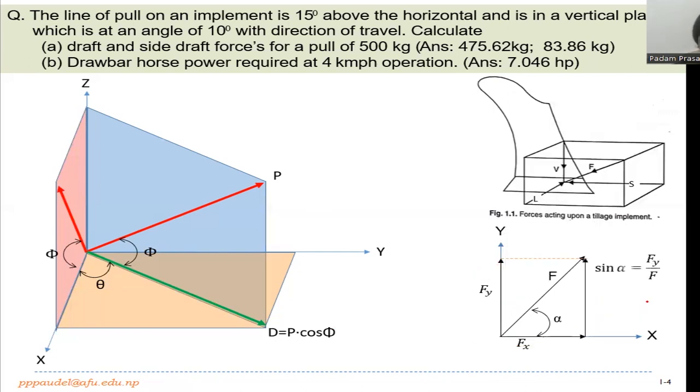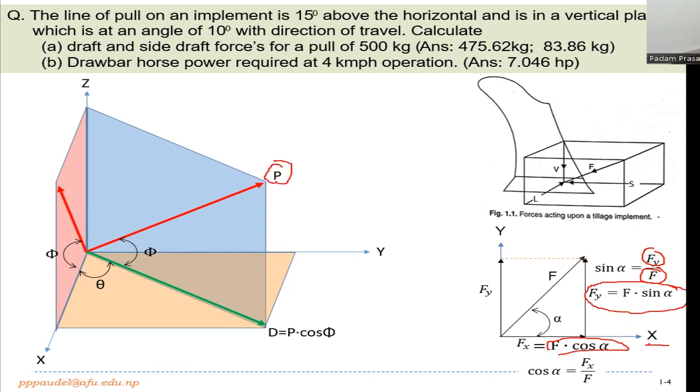In that condition we can apply the simple trigonometric relation. If we take sine alpha, that is the perpendicular Fy divided by the hypotenuse F, so Fy equals F sine alpha. Similarly, along the x-axis, cosine alpha equals Fx divided by F, so Fx is equal to F cos alpha. In this way, we can resolve a force into orthogonal axes.